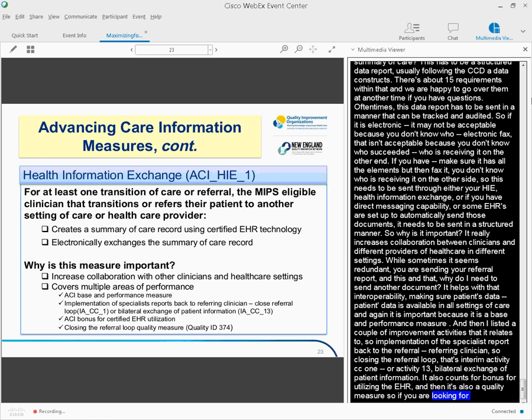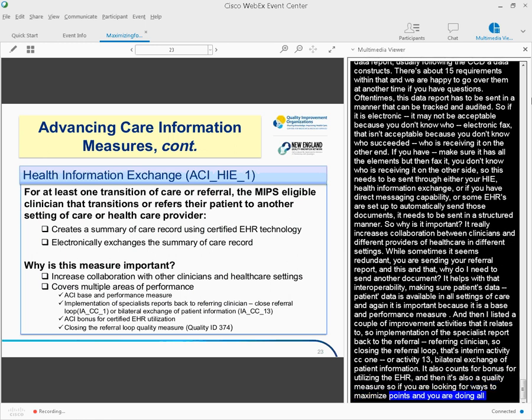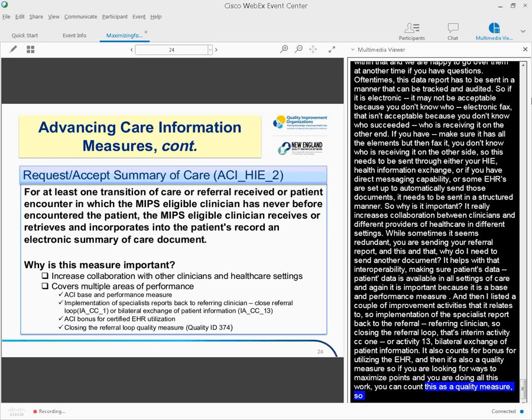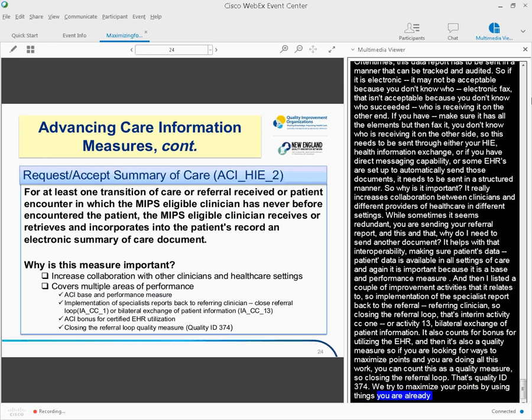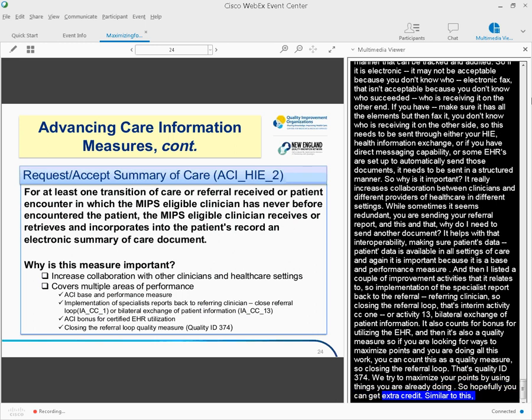We try to maximize your points by things you're already doing. So hopefully you can get extra credit. Similar to this is for the 2015 certified EHRs. So this is the request and accept of summary of care. So we just talked about sending it, so now you're requesting and accepting.